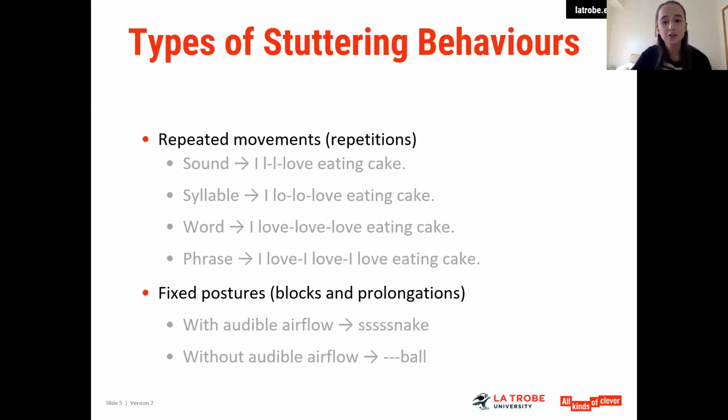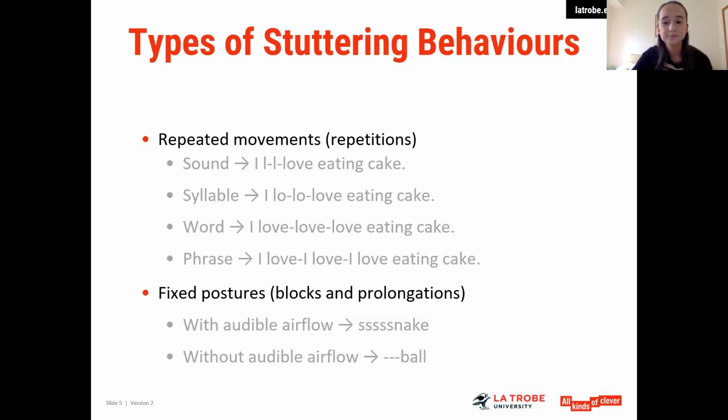Fixed postures occur when a child gets stuck on a sound within the word. Fixed postures with audible airflow, also known as prolongations, may sound like the person is stretching out a sound at the beginning or within a word. So a fixed posture with audible airflow may sound something like this. Snake.